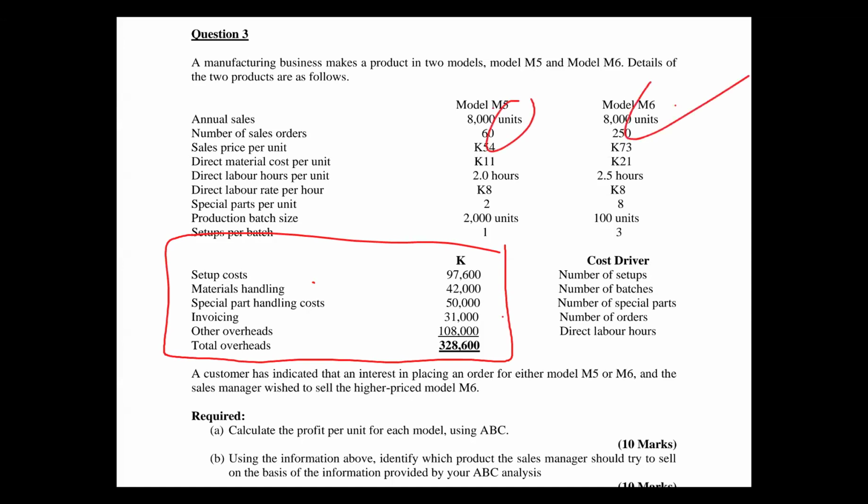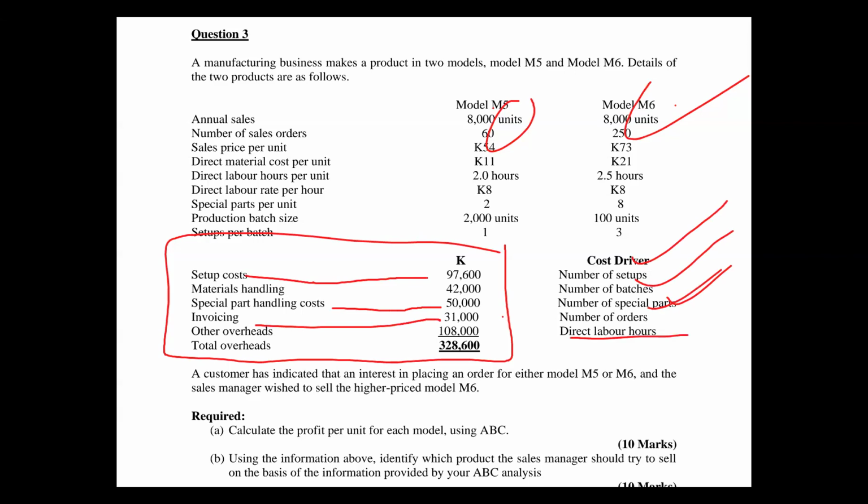These total overhead costs need to be properly allocated to the products that you are producing using a basis. The basis of allocation that we are going to use is given. For the setup cost, we use the number of setups. For material handling, we use the number of batches. For special part handling, we use the number of special parts. For invoicing, we use the number of orders. For other overheads, we use direct labor hours.